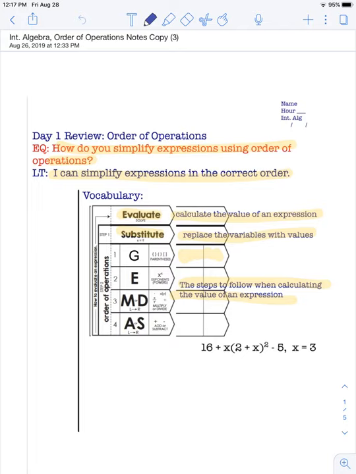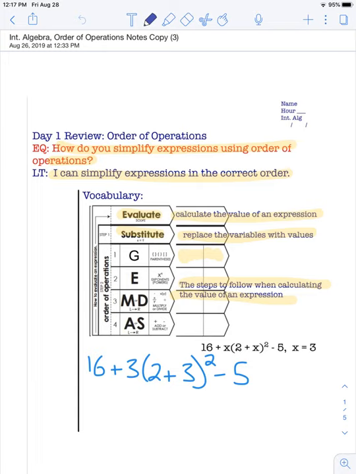So we're going to plug in 3 for x. I'll rewrite this equation. I have 16 plus, there's an x, so I'm going to write a 3. That's the substitute step. I'm replacing the variable with the value. So replace x with 3, 2 plus, replace x with 3 squared minus 5. All right, and now I'm going to evaluate it. I'm going to calculate the value of this expression.